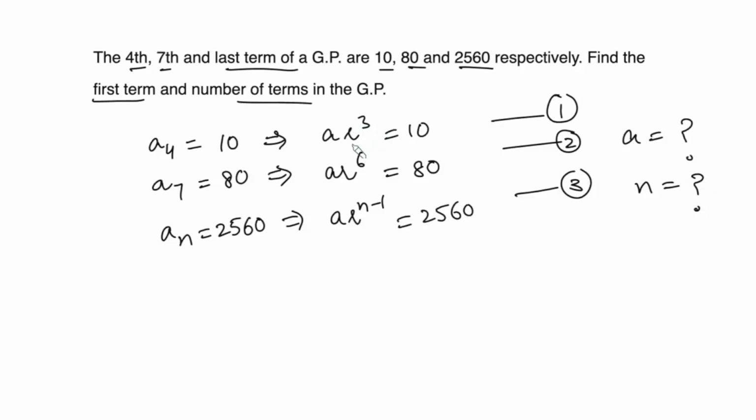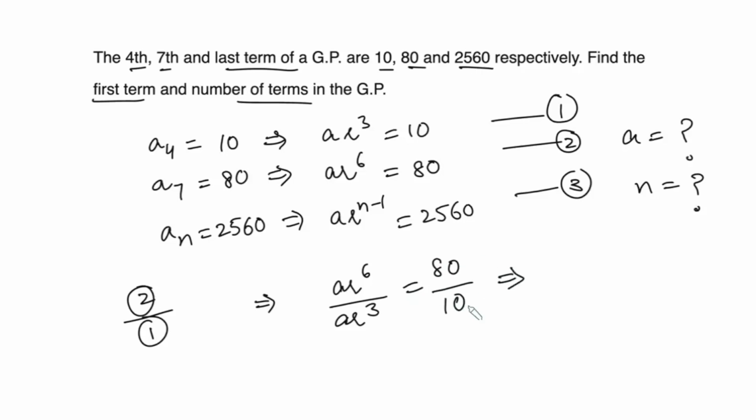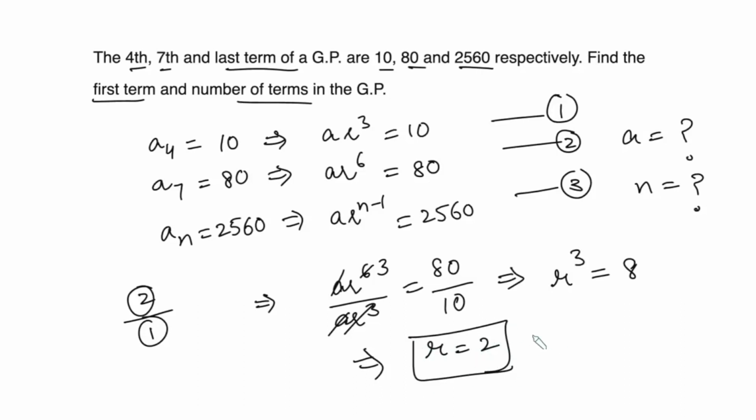If you divide equation 1 and 2, a will cancel out and you will have something entirely in terms of r. So we can find r from there. So let's divide equation 2 by equation 1, which will give us a r to the power 6 divided by a r to the power 3 is equal to 80 over 10. And here we can cancel out a, we can cancel out r cube. So you have r cube equals 8. r cube equals 8 means r should be equal to 2. So now we know the value of r is equal to 2.